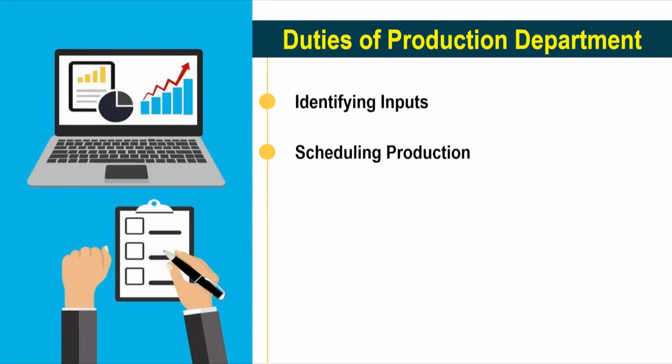Second is scheduling production. This involves planning the tasks to be completed and allocating the tasks to various production workers. Then minimizing the production cost. This is accomplished by keeping well maintained production machinery and equipment to avoid incurring repair costs. The department may also advise the top management to adopt new technologies to minimize the production costs.